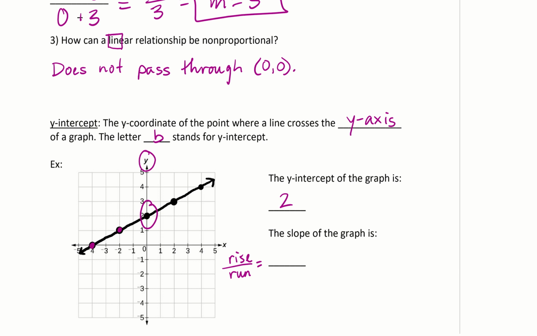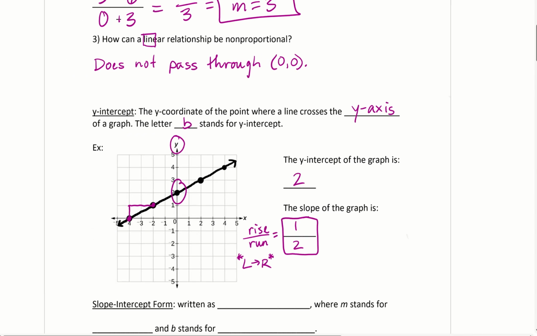You're going left to right, always going left to right. If you want to make a note of that, feel free to do that. But your rise is up 1, and your run is over 2. So there's your slope: 1/2. Okay, and that is it for that first example.